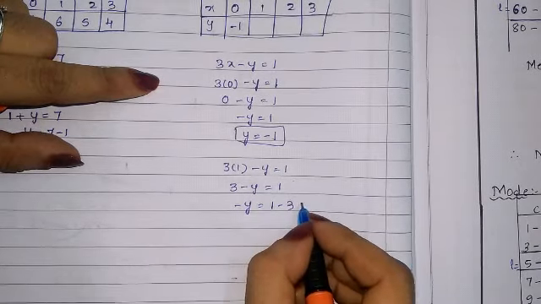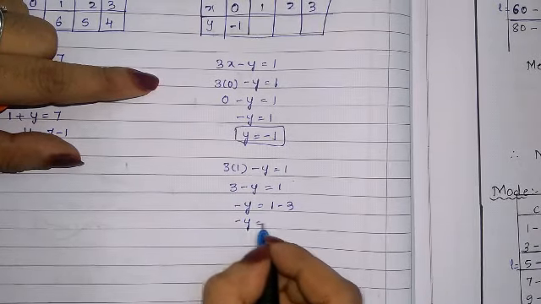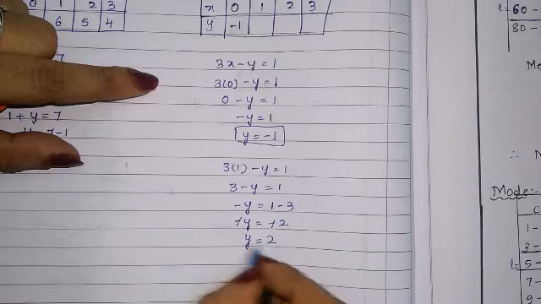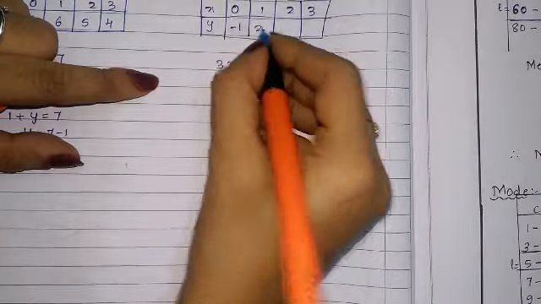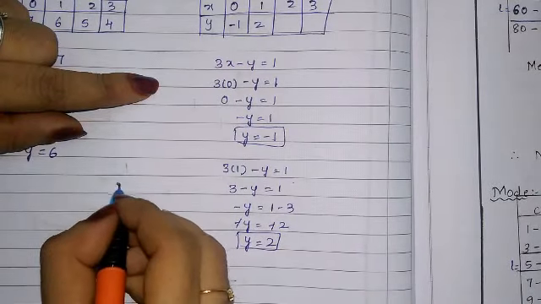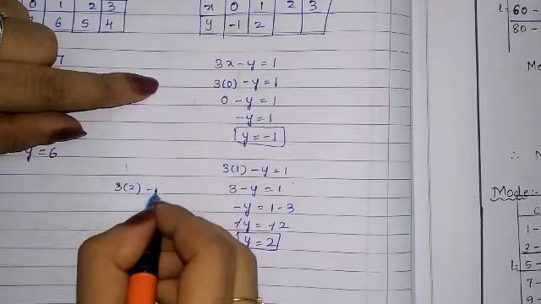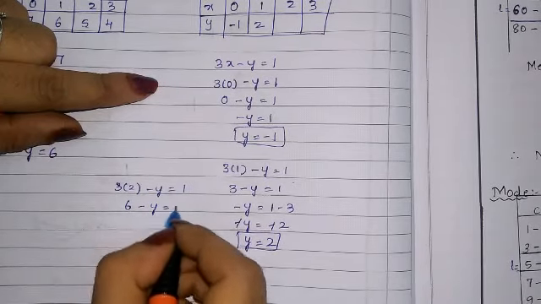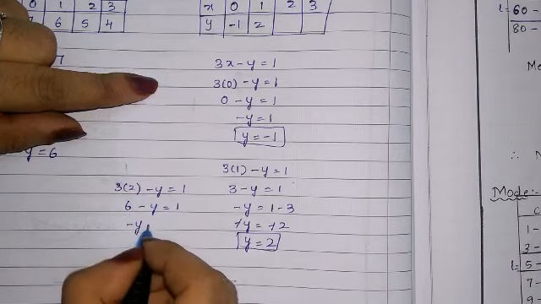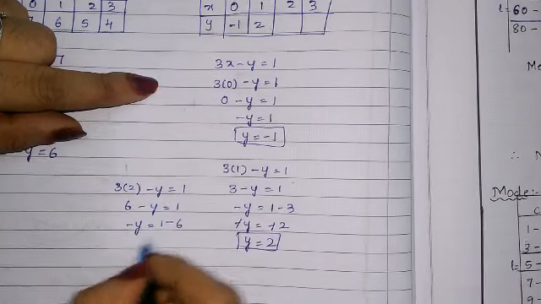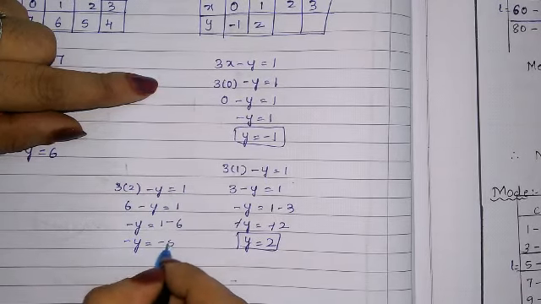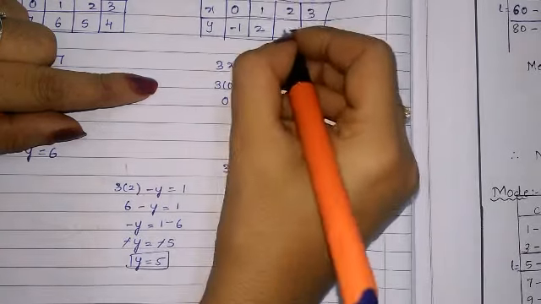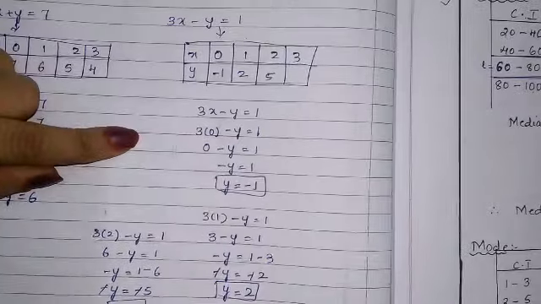3 we should bring here means minus 3. Minus y is equal to minus 2. Minus minus get cancelled, y is equal to 2. Likewise, third value, 3 into 2 minus y is equal to 1. 3 2s are 6, minus y is equal to 1. Minus y is 1 minus 6, minus y is equal to minus 5. Minus minus get cancelled, y is equal to 5. Like this we will get the tabulation.